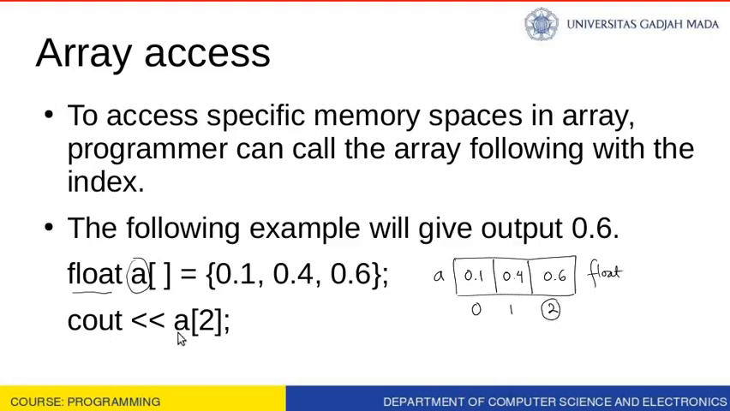So if we call cout like this, and then the name of the array following by the index, which is 2, so we will have this number printed out to our monitor. And here we can see that we have this square bracket. This is also square bracket. So it means that this A is an array. So this is the characteristic of array, that it will be followed by a square bracket.